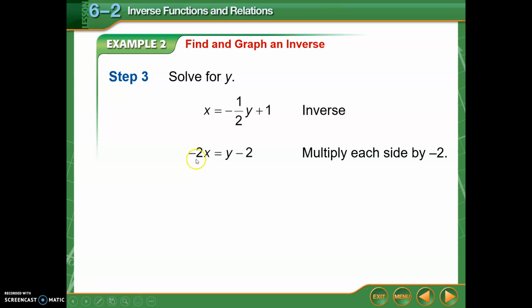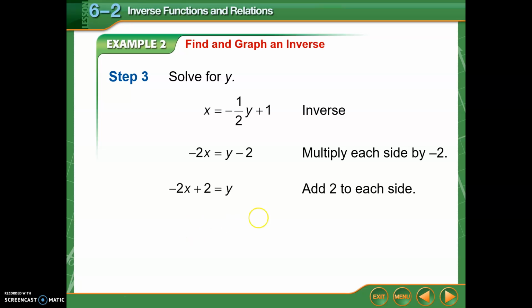Or -2 in this case. So you have -2x equals y minus 2. Add 2 to both sides, and you have y equals -2x plus 2. Now, you could also say, I want to add 1 or subtract 1 from both sides and multiply them by negative 2. I would distribute then. Either way, you're going to end up with the same answer.